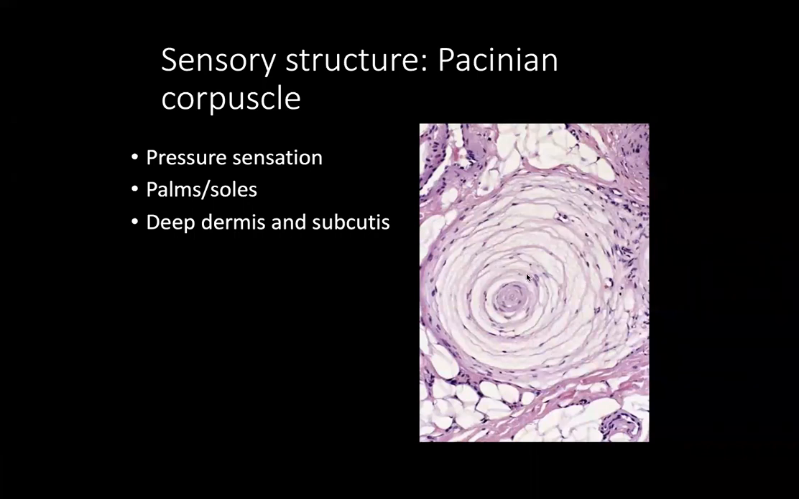The Pacinian corpuscle, again, what does it look like to you in a normal object? It looks like an onion to a lot of people. So this is an onion-shaped neural structure. It's a specialized sensory structure, and it is responsible more for pressure sensation, also very common in the palms and soles, but also the deep dermis and the subcutis. So you may run across this in your normal skin specimens. That's a Pacinian corpuscle. And again, if someone were to feel deep pressure sensation or vibration, you're going to feel it through the Pacinian corpuscle.